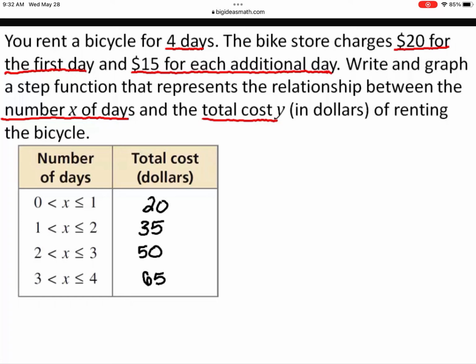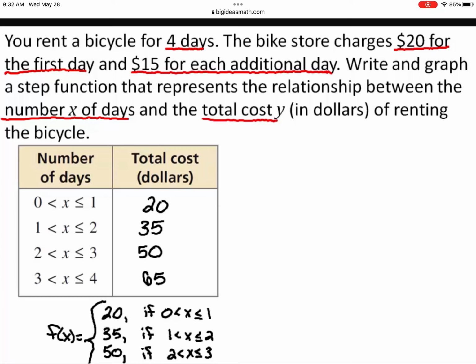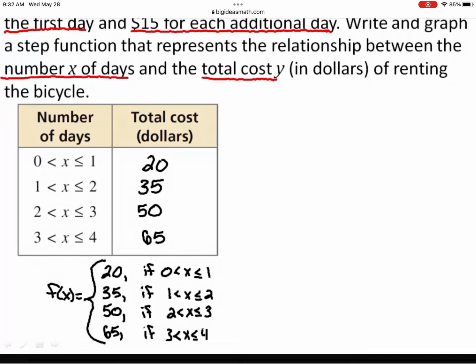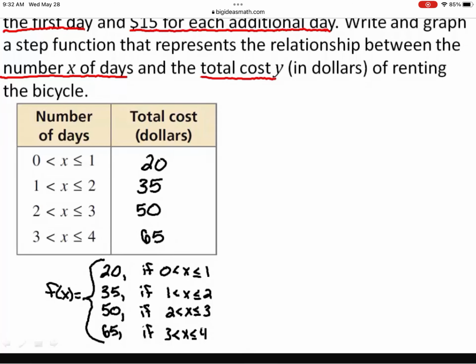Now use the table to write a step function. F of x equals 20 if 0 is less than x is less than or equal to 1. F of x equals 35 if 1 is less than x is less than or equal to 2. F of x equals 50 if 2 is less than x is less than or equal to 3. And f of x equals 65 if 3 is less than x is less than or equal to 4.